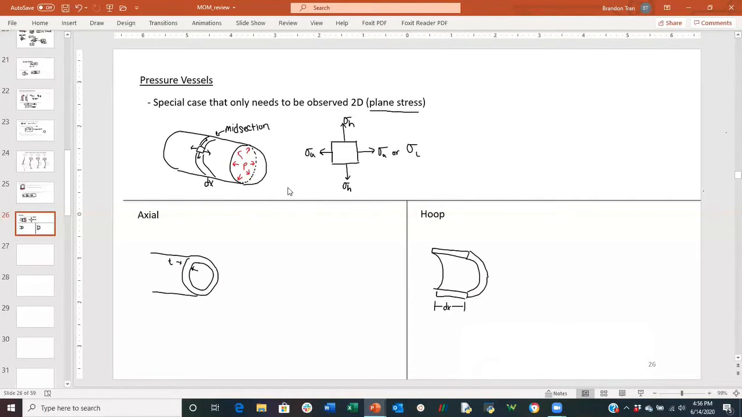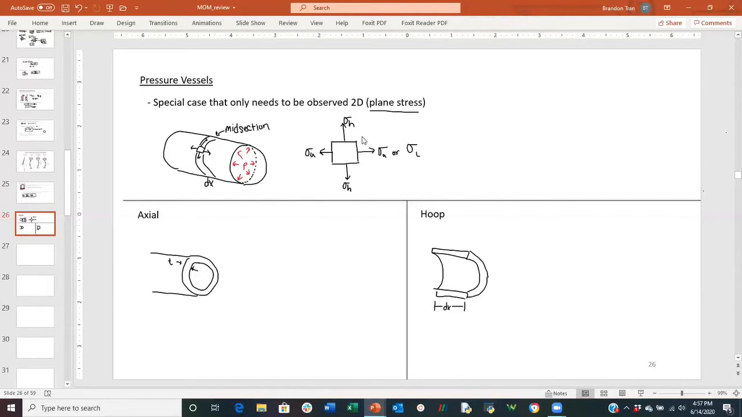Another thing to note is that typically pressure vessels don't experience shear stress since the expansion is uniform, and the expansion doesn't really challenge the shearing of each internal surface element relative to one another. It's more expansion or normal distribution of pressure. We only assume normal stresses for now. So we have two types, axial and hoop.